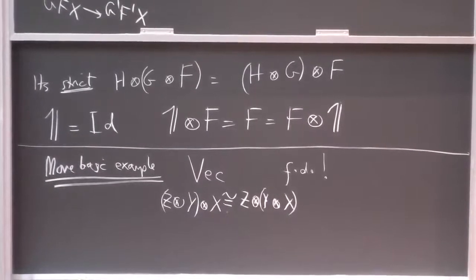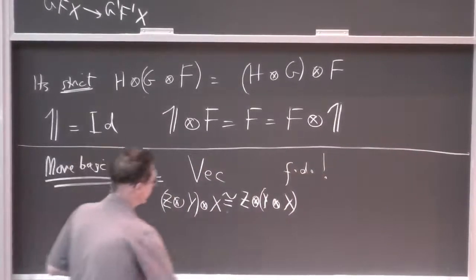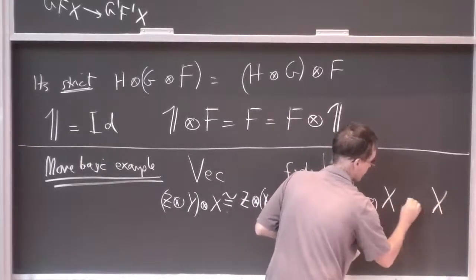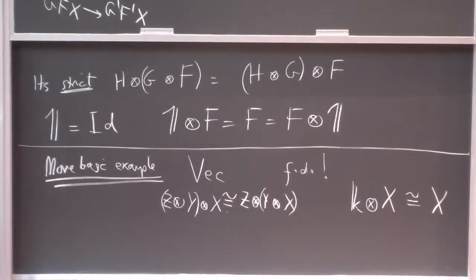Of course, the unit object in Vec is the field K. But K tensor a vector space is not equal to the vector space. It's merely naturally isomorphic to it. But apart from this one, I think all the other examples of monoidal categories that I'm going to show you will be strict.